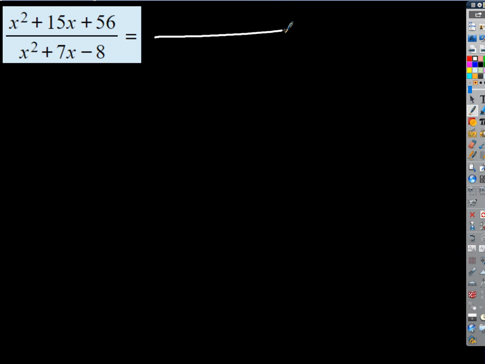So what does this factor into, top and bottom? What's the top factor into? What are the magic numbers? 7 and 5? No, 7 and 8, not 5. 7 and 8, okay. So we get x plus 8 times x plus 7. What about the bottom? What does that factor into? x minus 8, x plus 1? It's plus 8. x plus 8, x minus 1.